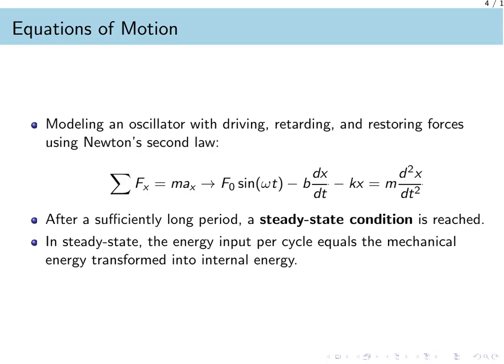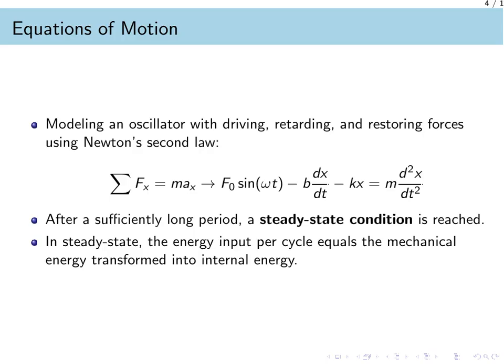To understand the motion of such a system, we use Newton's second law to model the object. We account for the driving force, the retarding force, and the restoring force. The sum of these forces equals mass times acceleration. Written out, the driving force amplitude times the sine of angular frequency times time, minus the damping coefficient times velocity, minus the spring constant times position, equals mass times the second derivative of position with respect to time.